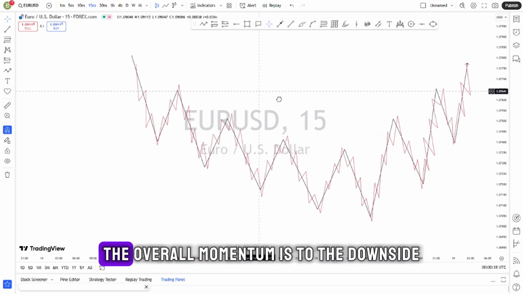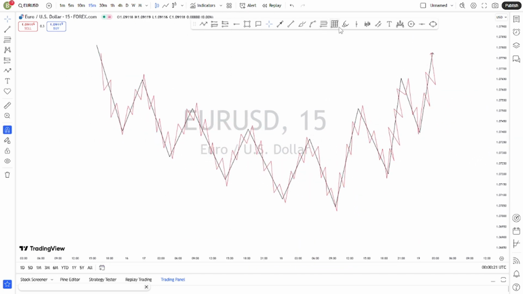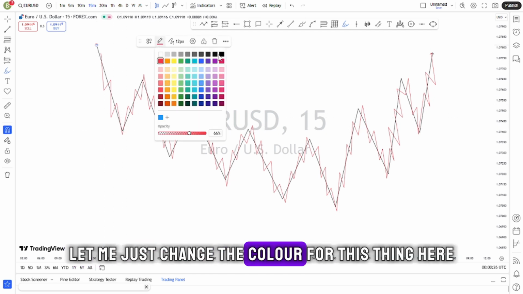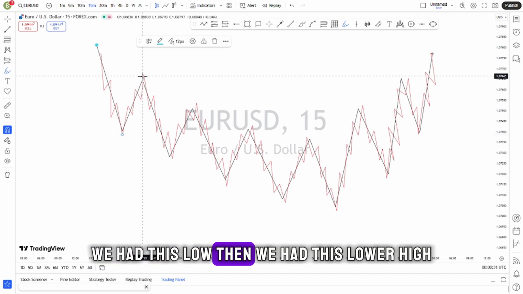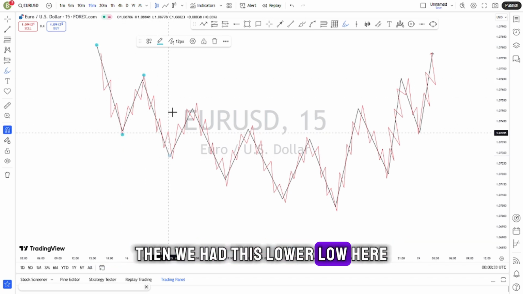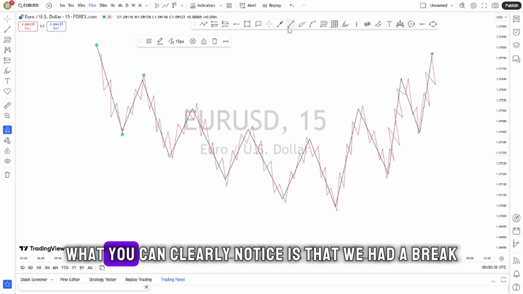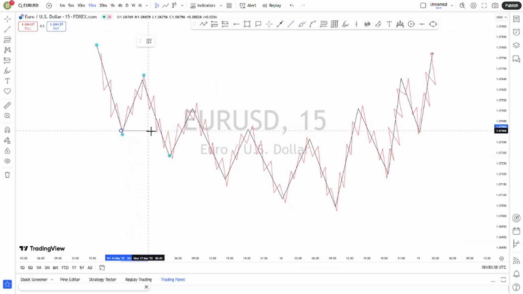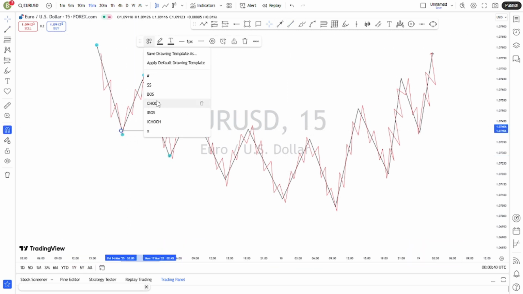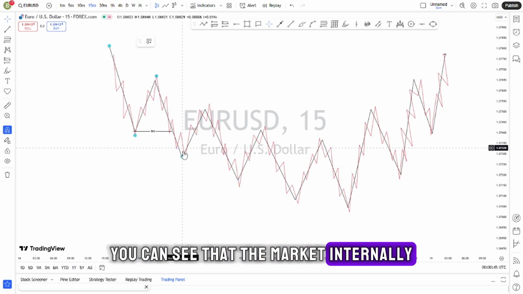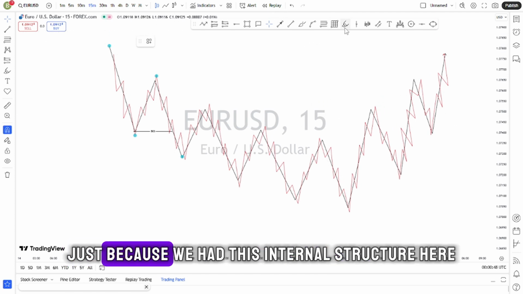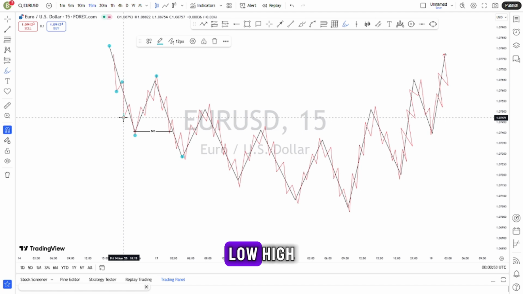So as you can see here, the overall momentum is to the downside. We had this high here, then we had this low. Let me just change the color for this so that you can see it. We had this high, we had this low, then we had this lower high, then we had this lower low here. And after that lower low, what you can clearly notice is that we had a break of structure within here. Then after the break of structure, guys, you can see that the market internally was also pushing to the downside, just because we had this internal structure here giving us a low, high, low, high.